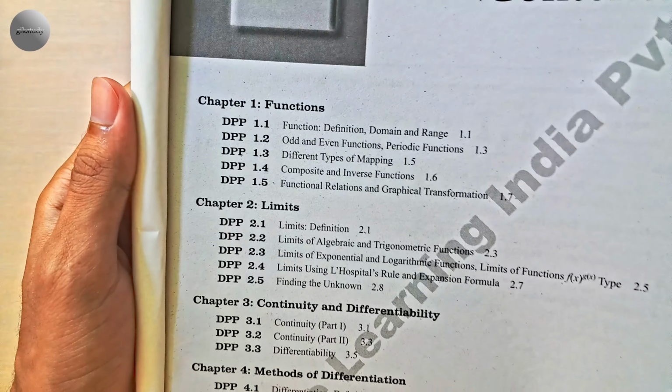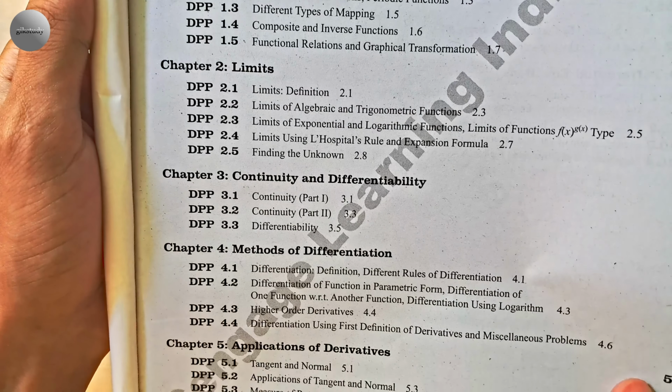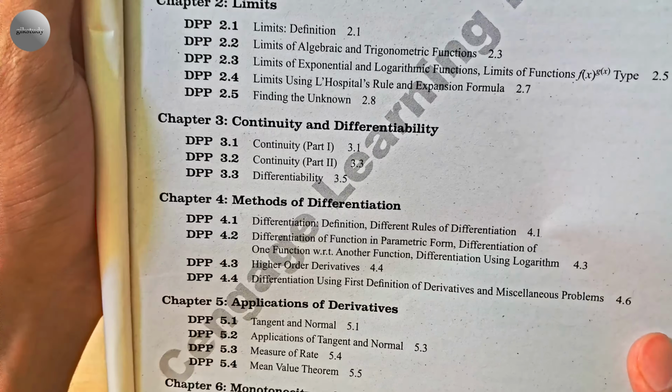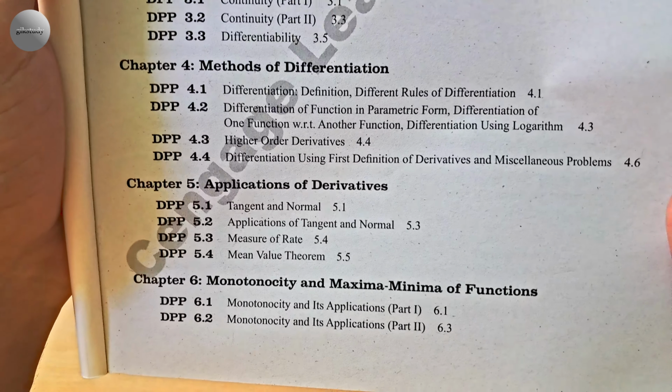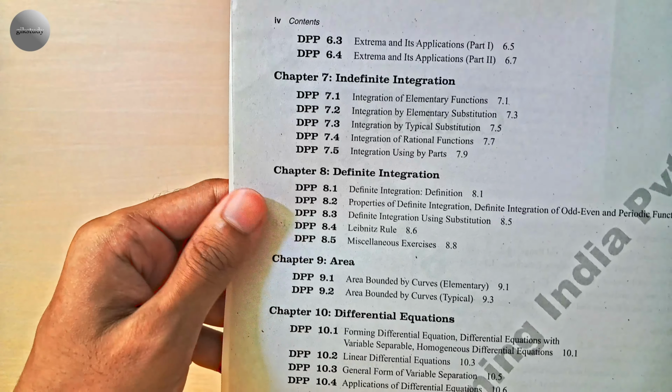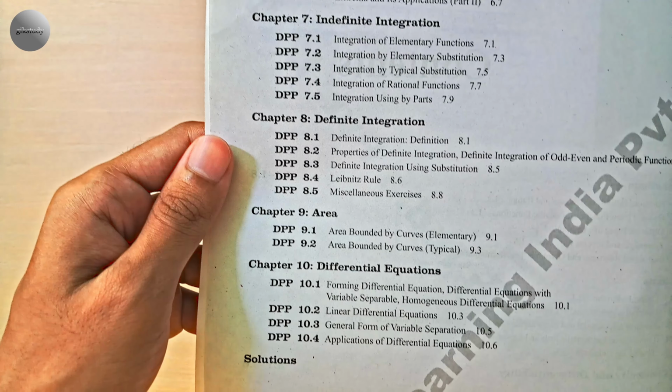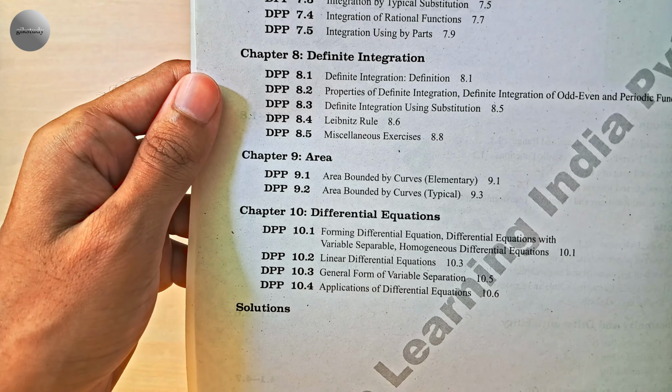Okay, now let's look at the DPP. Here's the DPP. You can see here. And here's the contents page. Chapter 1, functions. Chapter 2, limits. Chapter 3, continuity and differentiability. Chapter 4, methods of differentiation. Chapter 5, application of derivative. Chapter 6, monotonicity and maximum minimum of functions. Okay, and then chapter 7, indefinite integration. Then chapter 8, definite integration. Chapter 9, area. Chapter 10, differential equations.